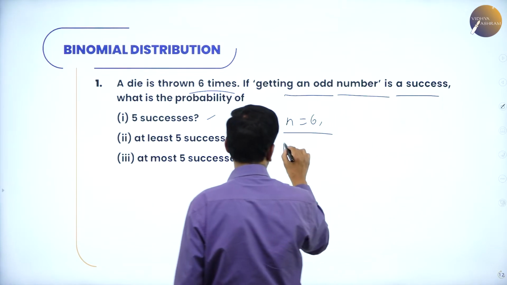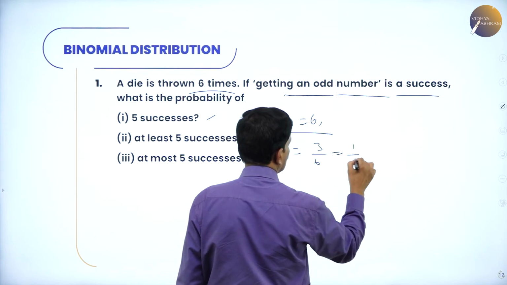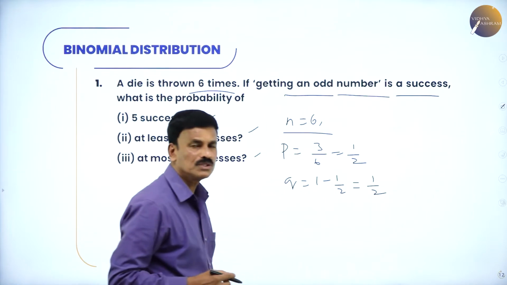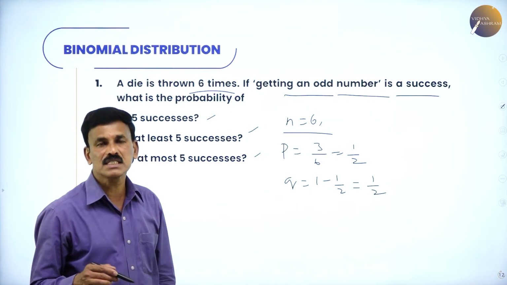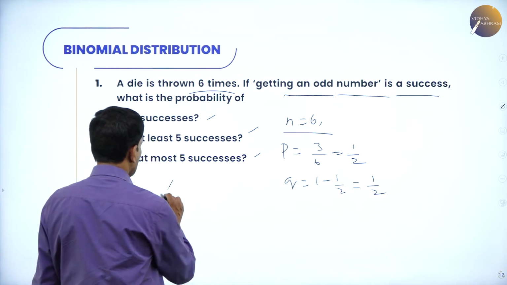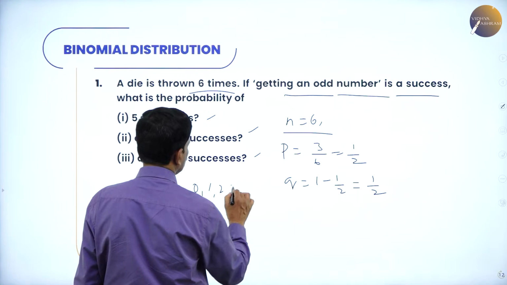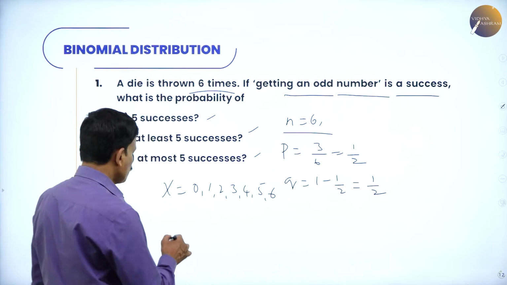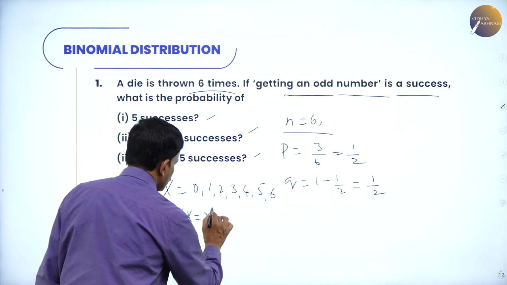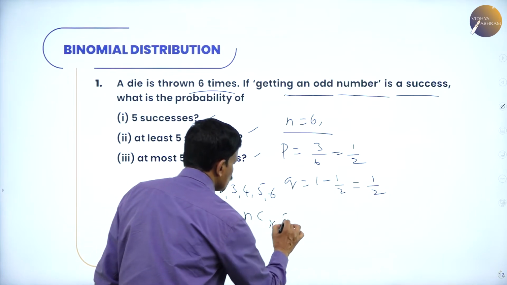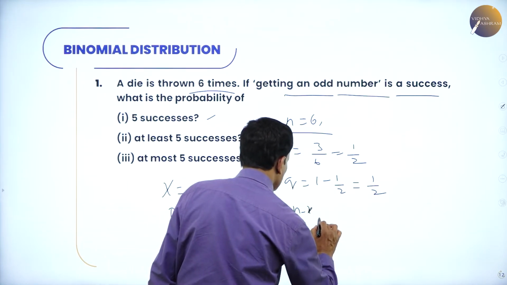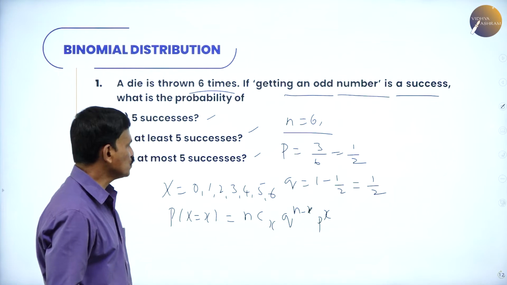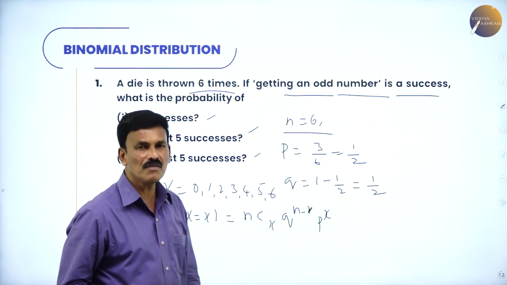Now here, therefore, the value of P is equal to 3 by 6, that's equal to 1 by 2. And Q is equal to 1 minus 1 by 2, that is also equal to 1 by 2. Suppose X denotes the number of successes in the experiment, then X can have the values 0, 1, 2, 3, 4, 5 and 6. Now, using Bernoulli trial, we have P of X is equal to x is nCx q to the power of n minus x into p to the power of x.